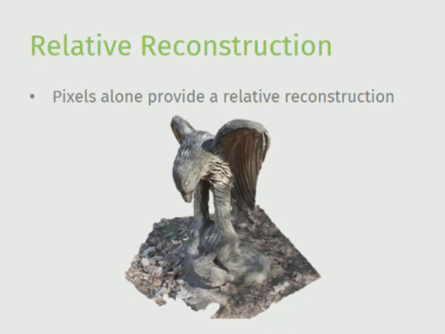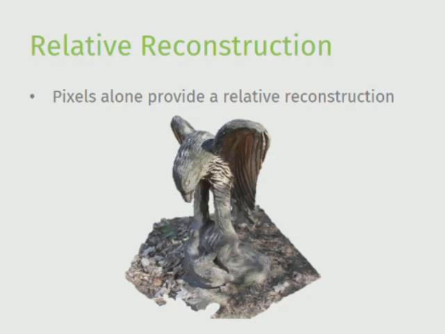So it understands that the ratio from the eye to the corner of the beak is X, and the ratio from the top of the wing to the bottom of the wing is Y. It has no idea what the dimensions are. It has no conception of what this would be in real life.